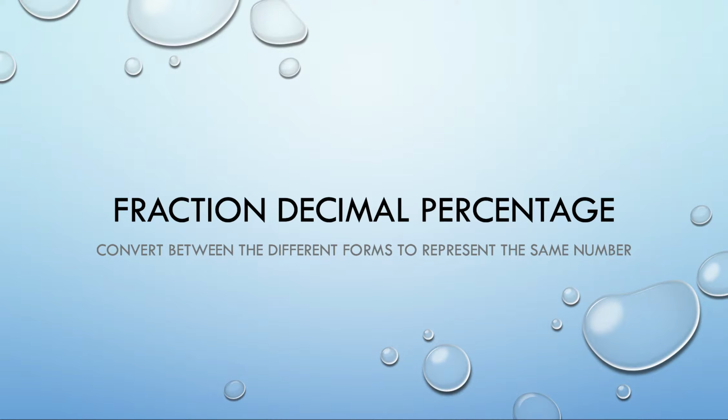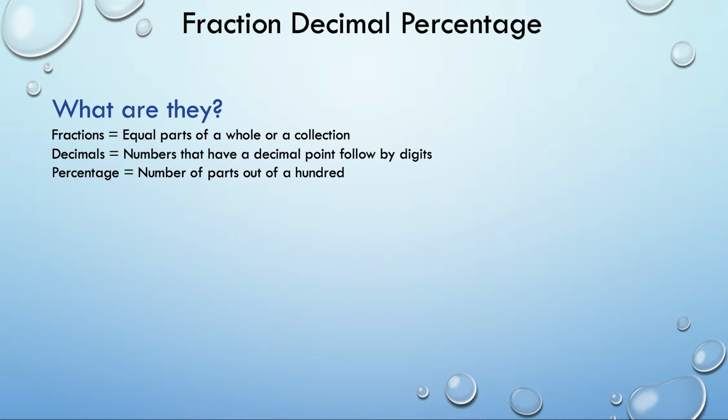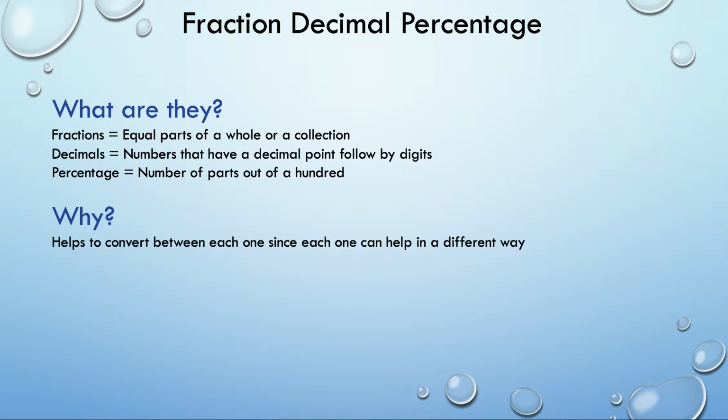Fraction, decimal, percentage. Convert between the different forms to represent the same number. What are they? Fractions are equal parts of a whole or a collection. Decimals are numbers that have a decimal point followed by digits. Percentage is the same thing as number of parts out of 100. So why? It helps to convert between each one, since each one can help in a different way.